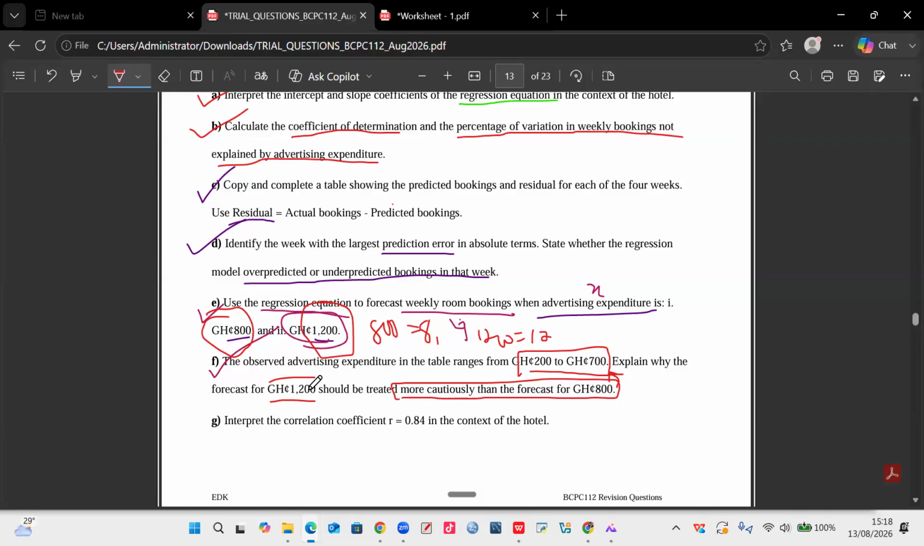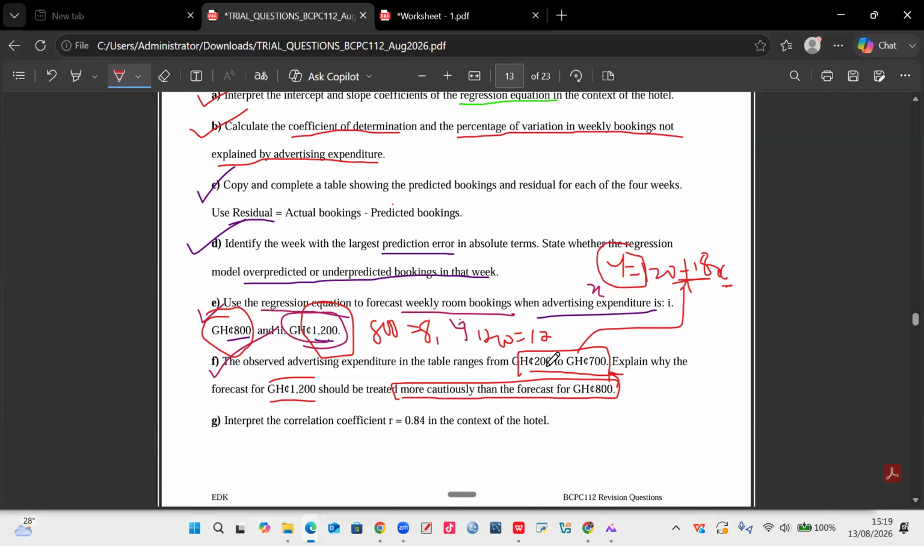Are you getting it? Because we got this model, y hat equals 120 plus 18x, right? Technically, before we can derive a model, it is based on the data set. And the x values which were used to get this were between 200 to 700. So if you want to use it to predict any weekly bookings, the figure should also fall between 200 to 700.